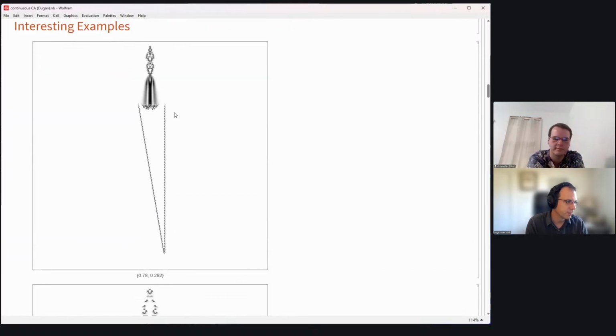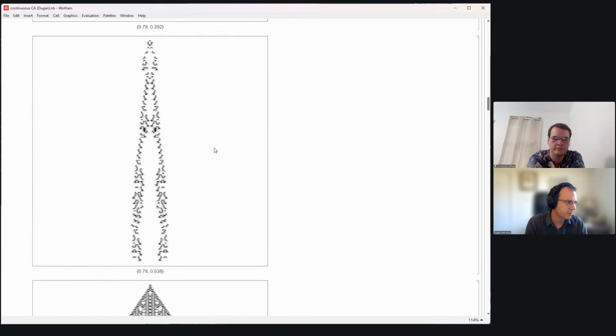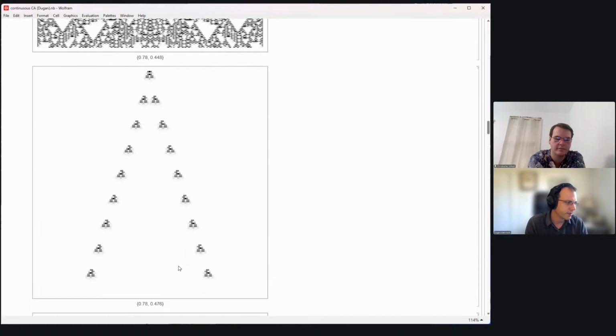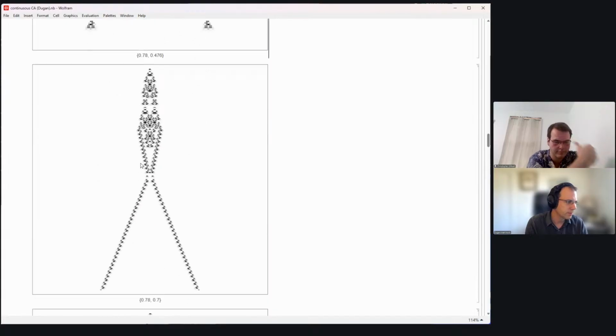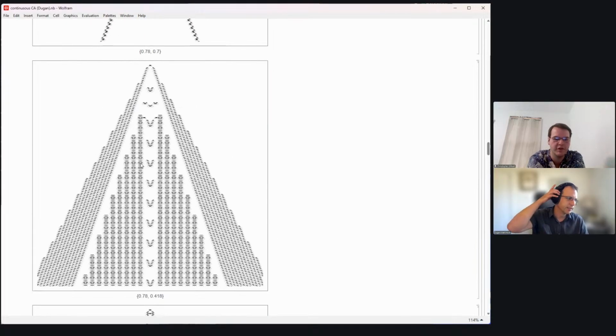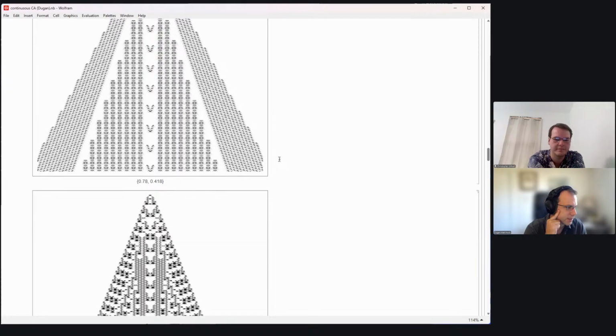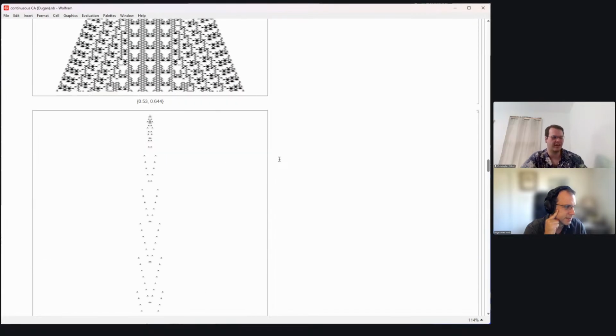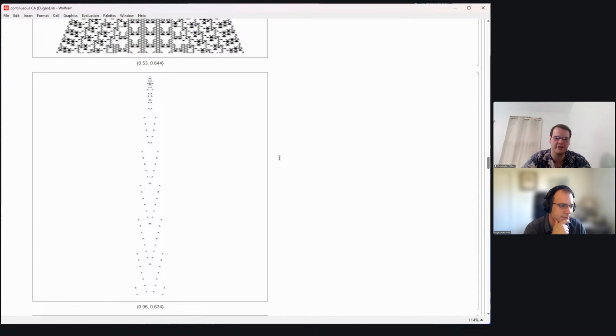Anyway, I went through some examples and found interesting cases. Here's the slope and offset values, and for this one you have gliders popping out left and right. They seem to be repeating. Oh, and here, wow, some growing bits.